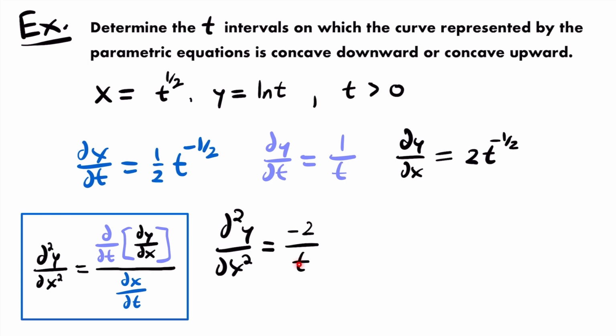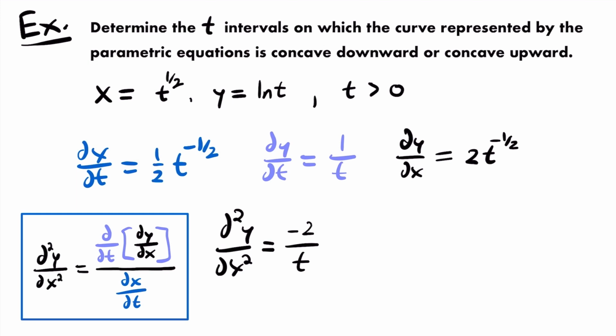And we also know that t is only defined for values greater than 0. We determined that at the beginning because of our parametric equations. The natural log of t is only defined for t greater than 0. And so that means we can only plug positive values of t into this second derivative. And if we can only plug positive values of t into the second derivative, then we're always going to have negative 2 divided by some positive value. And a negative value divided by a positive value will always be negative, and so our second derivative will be negative for all values of t.